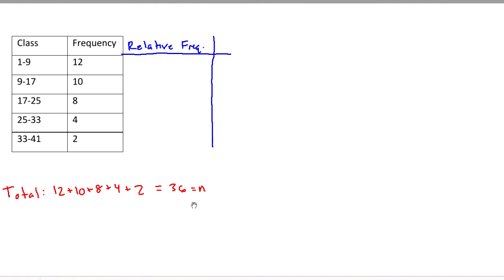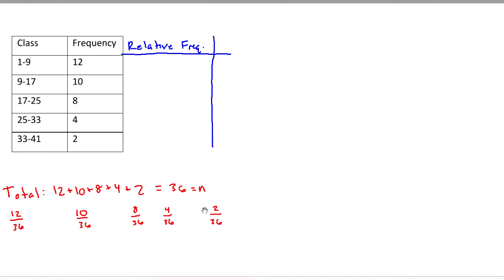Now, relative frequency, again, is a percentage. So percentages are always part over the whole. So for the first class, it would be 12 over 36. For the next class, it would be 10 over 36. For the third class, 8 over 36. For the next class, 4 over 36. And for the next class, 2 over 36.